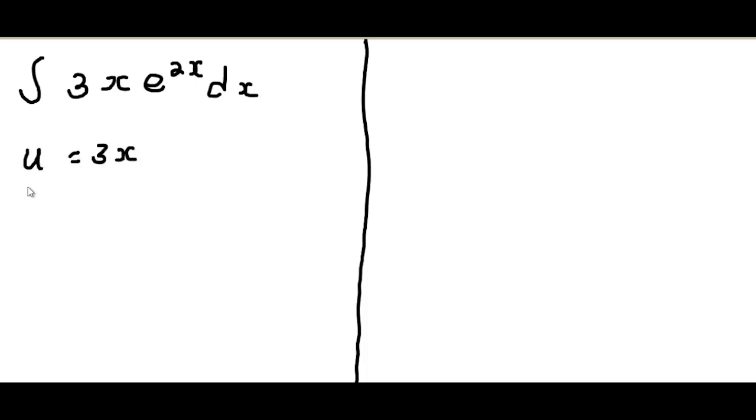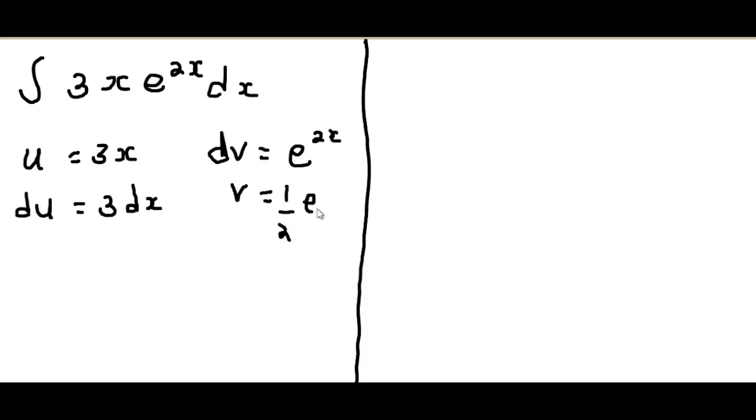You've been told to integrate 3x e^(2x) dx, and you integrate it by parts. So our u will be 3x, our du will be equal to 3 dx, and our dv will be e^(2x), and our v is the integral of e^(2x), which will be a half e^(2x).